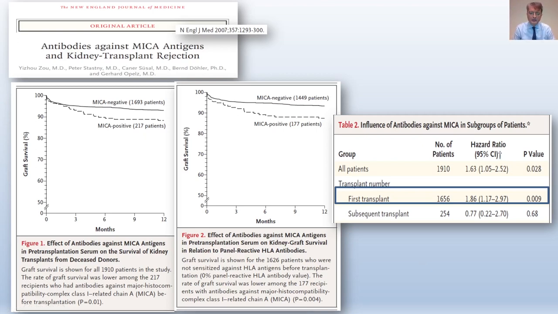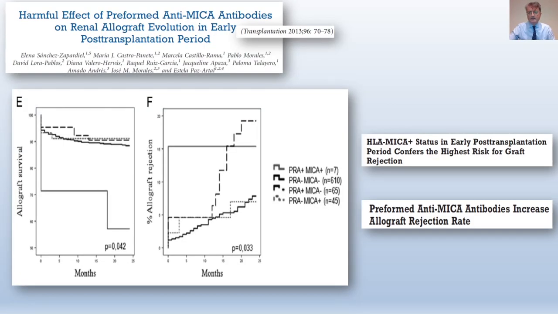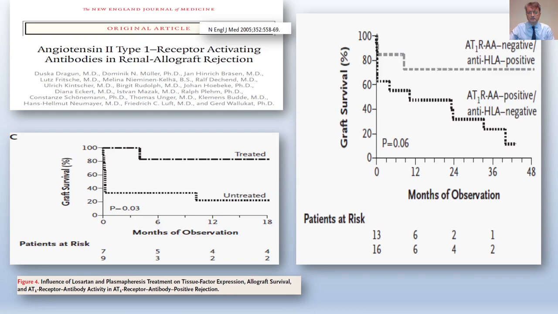Now about non-HLA antibodies, this is MICA antigens, which were shown to be important for the outcome in transplantation many years ago. And also there was a message that preformed anti-MICA antibodies increased the rejection rate, and this rejection appears early post-transplant. So screening patients before transplantation is also important. If you find MICA, you can expect troubles early.